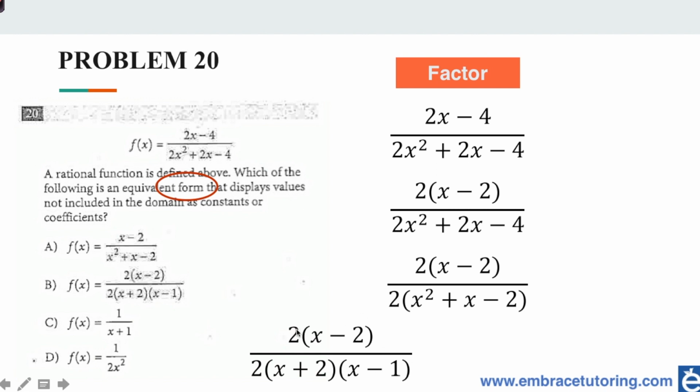Now, I noticed the 2's could essentially cancel. However, inside of my answer choices, B is going to be my best answer because this is how it's written. So B will be the answer to number 20.